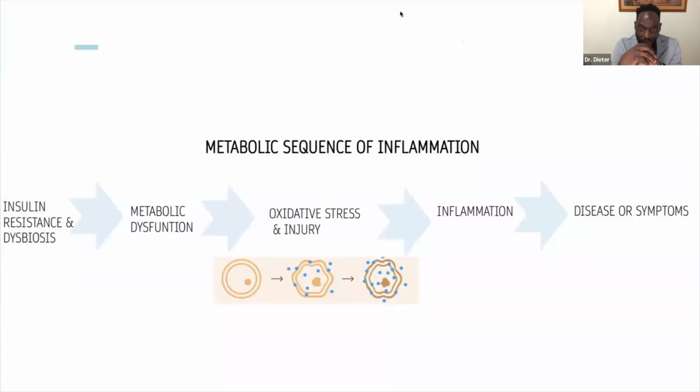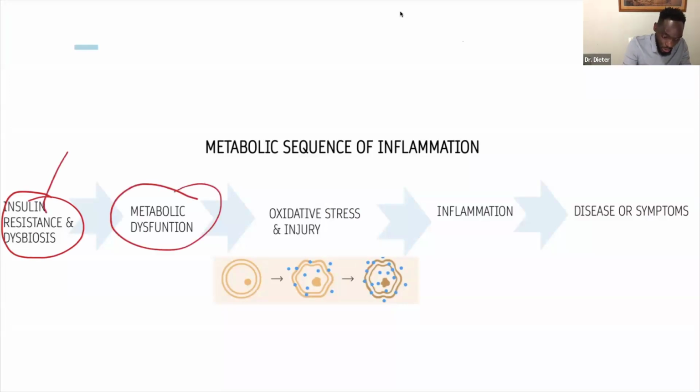Now, this next slide is a slide I call the metabolic sequence of inflammation. It's a result of insulin resistance and dysbiosis. When you have insulin resistance, your insulin not working well, or an unbalanced gut, an imbalance in the microbial population of the gut, it results in energy shortage, metabolic dysfunction. So a fire starts here, at insulin resistance and microbiome dysfunction, your insulin not working well and an unhealthy gut. It results in energy shortage.